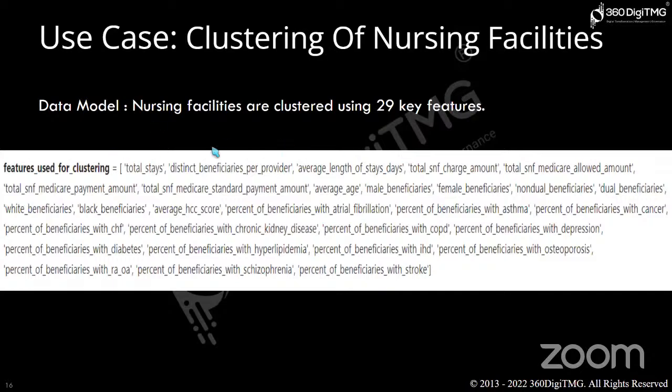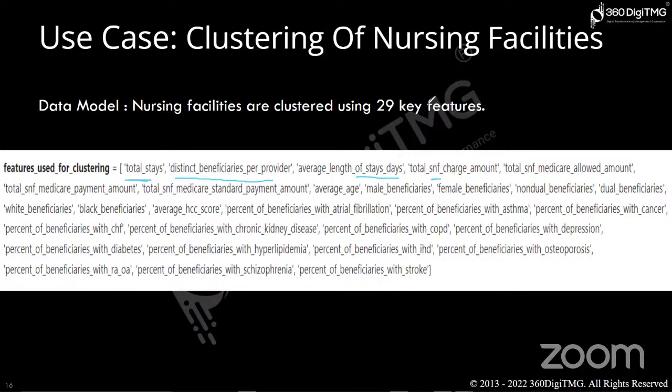And these are the 29 key features which we have used for clustering. Here we can see total stays, distinct beneficiaries per provider, and average length of stay, so how many days a patient stays in the hospital. Then total SNF charge amount.